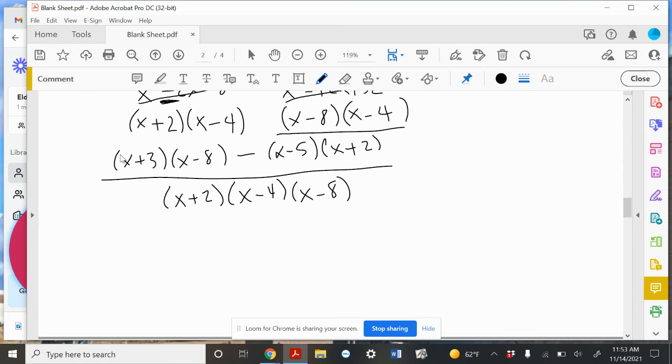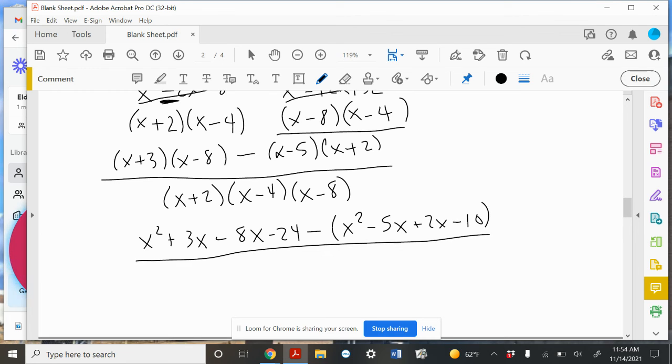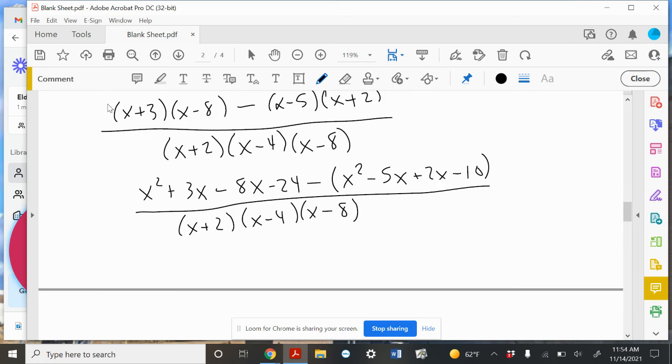Based on that, x plus 3 times x minus 8. I'm going to multiply those together, so I get x squared plus 3x minus 8x minus 24. And then now I have this negative. I'm going to kind of leave the negative out. I'm going to multiply through first. So I get x squared. So remember, don't do a bunch of things at the same time. Just easier. And then plus 2x minus 10 all over my common denominator, x plus 2, x minus 4, and x minus 8. And now I'm going to bring the negative through.